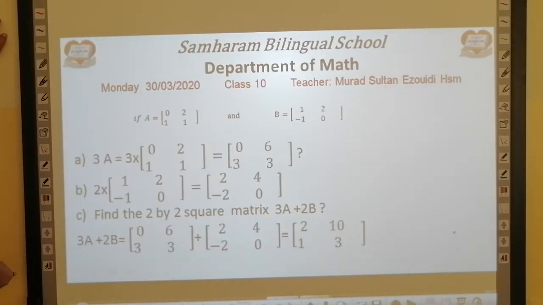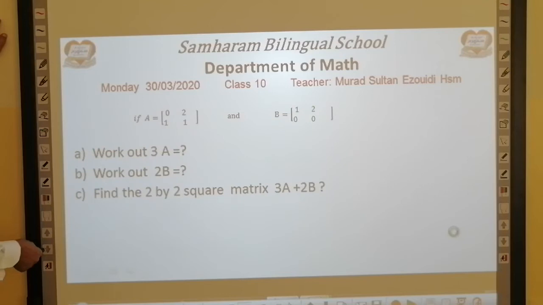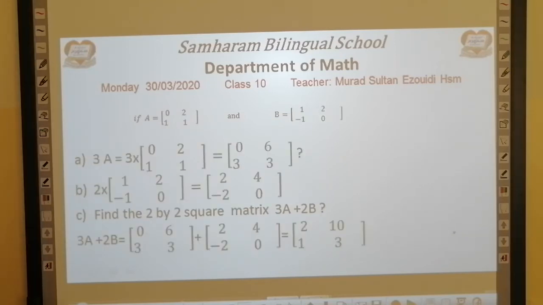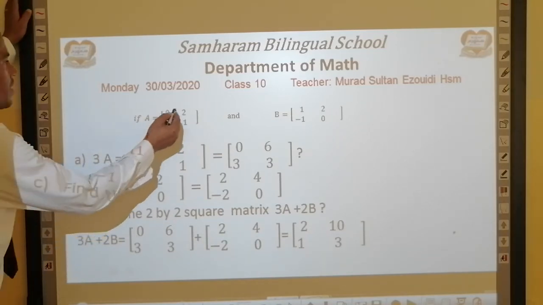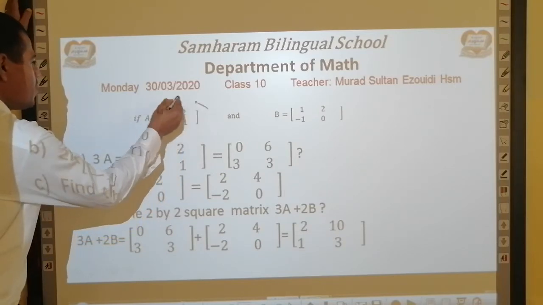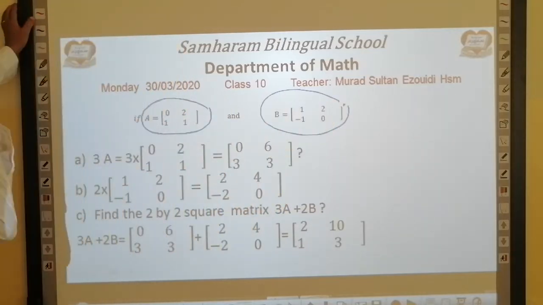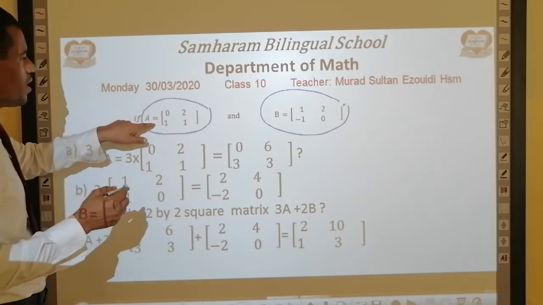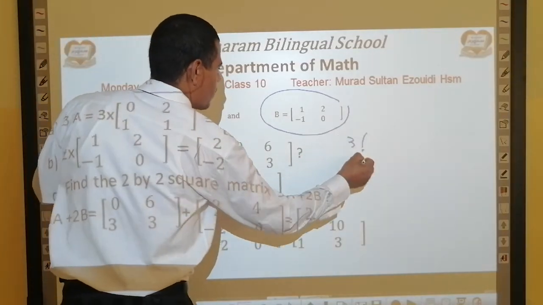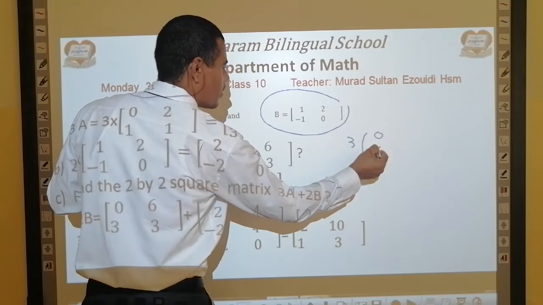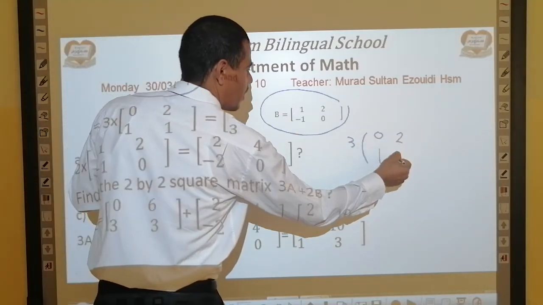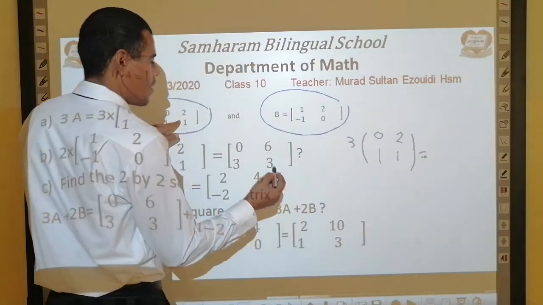Okay, another example. Let's see the example before. Another example, give you an example. Okay. 3a. Here we have, this is a equals 0, 1, 2, 1. This is the matrix A, and this is the matrix B. Okay. Now the question is what? Try to work out 3a. Okay, 3a. I will make 3 multiplied by 0, 1, 2, 1. Okay? So, this is for the small a.